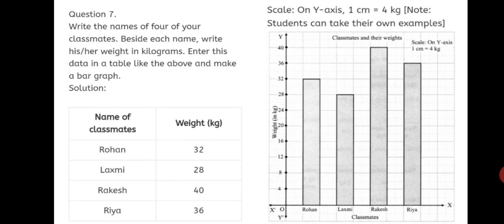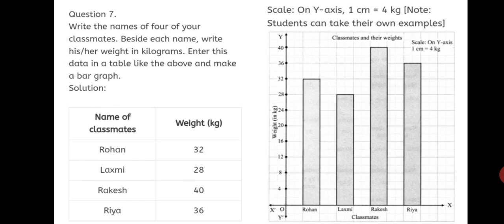Now since I have 32, 28, 40, 36, they are all divisible by 4. So I took scale 1 centimeter is equal to 4 kg. Now the last step is to draw the bar graph. Rohan 32, Lakshmi 28, Rakesh 40, Riya 36. These numbers are already present on y-axis, so I don't have to search more. I just mark it properly and shade them. So it's a lot easier if the y-axis already bears the number in the table. And if not, you have to count the numbers in between the lines accordingly.